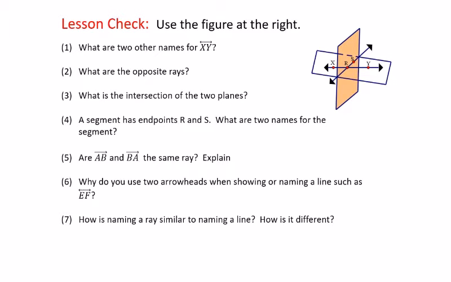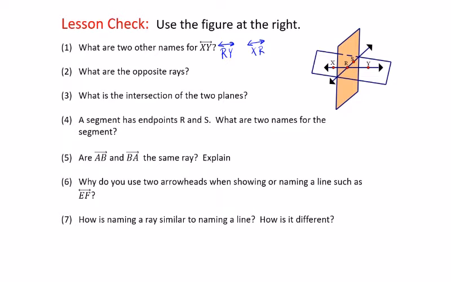Since our X and Y are collinear, we can use any combination of those 3 points to name our line. So we can say RY. We can also say XR, and then we can flip those names around. We can say RX, YR, or we can say YX. Okay. All right. Number two, what are the opposite rays?